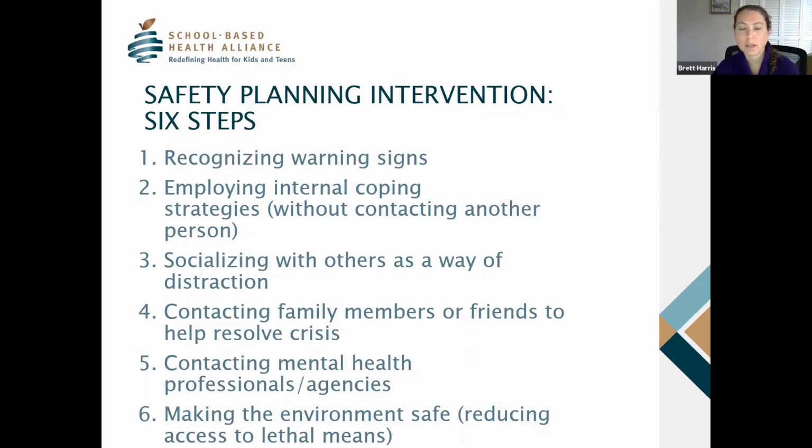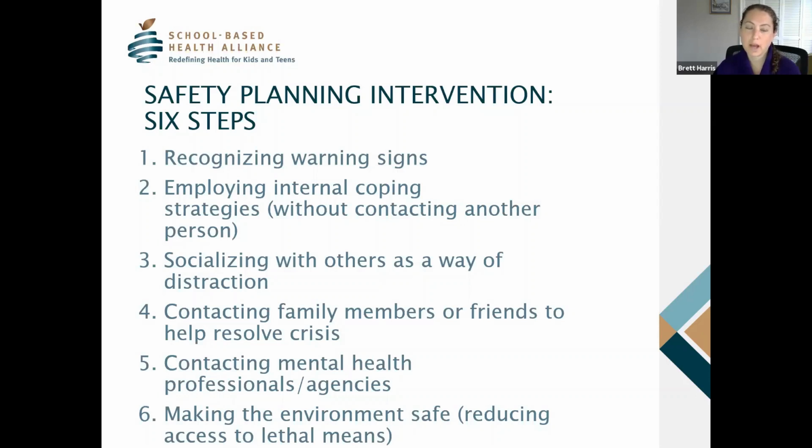So it could be getting together with a friend, just talking about anything, and you're not contacting someone because you're having these thoughts and you want to get help. That step is number 4: you would contact family or friends to help resolve the crisis. Step 5 is contacting mental health professionals or agencies. And 6 is reducing access to lethal means.